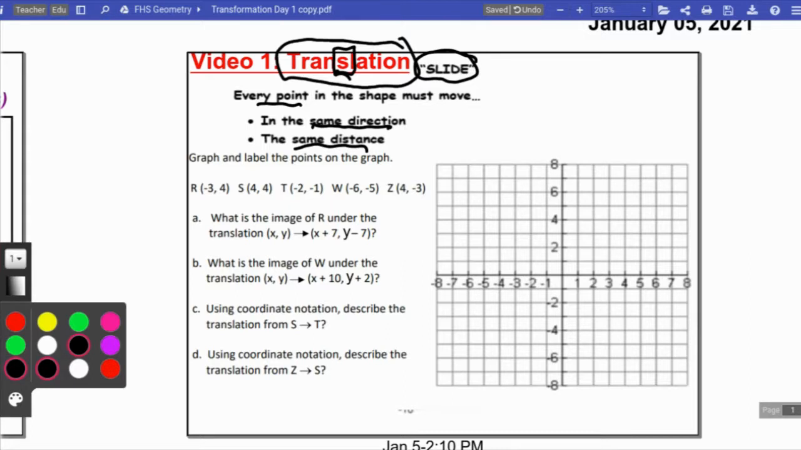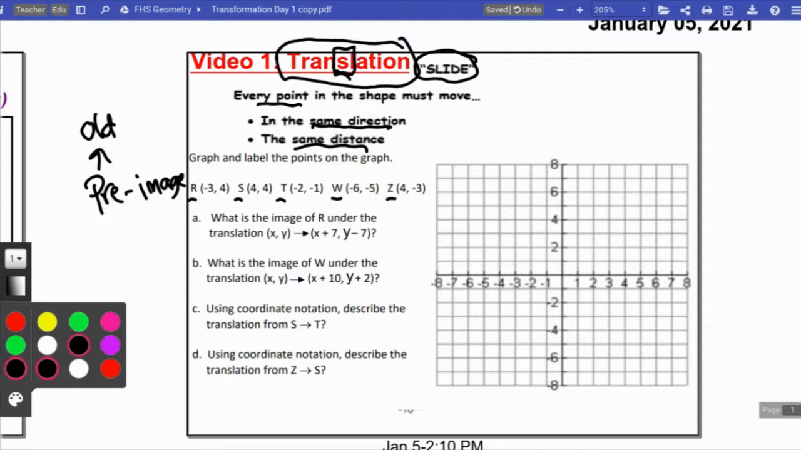So we have points that are given to me. I have R, S, T, W, Z. Those are called pre-image. The pre stands for old. All right, so let's go ahead and plot these points on the graph.